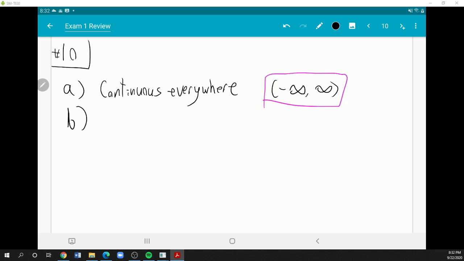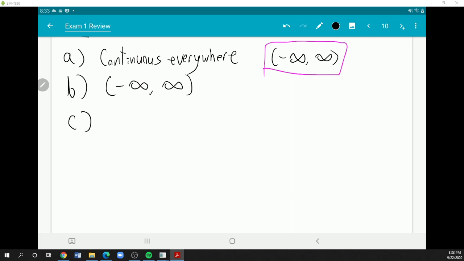Next is sine of x times cosine of x. So sine of x is continuous, cosine of x is continuous. So therefore, it's going to be the same thing. Minus infinity to infinity is where that's going to be continuous.